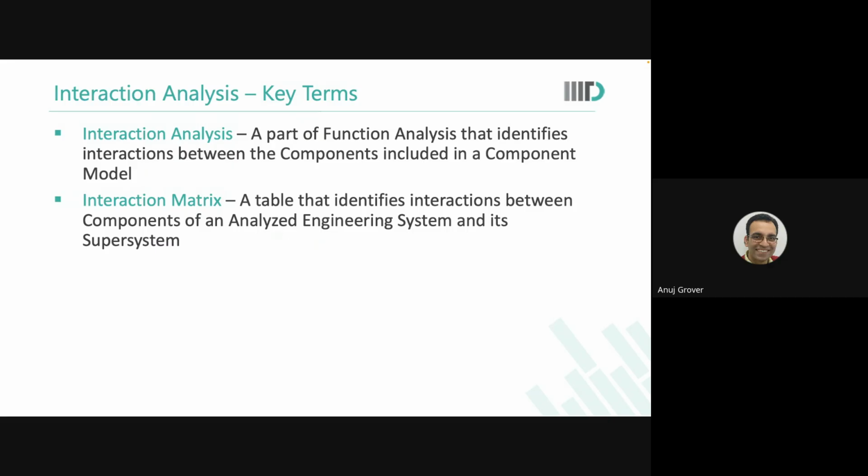Conclusion क्या है? Matrix बनी आपकी. You have a matrix at the end of interaction analysis. Component analysis का conclusion क्या था? You have a list of components. Then you use those list of components to build an interaction matrix. Now we will do the function modeling. Because until you've done this, you can't do function modeling.